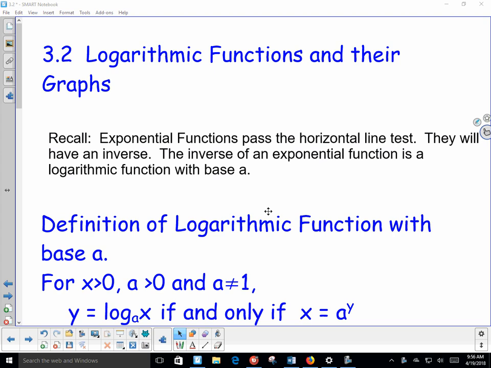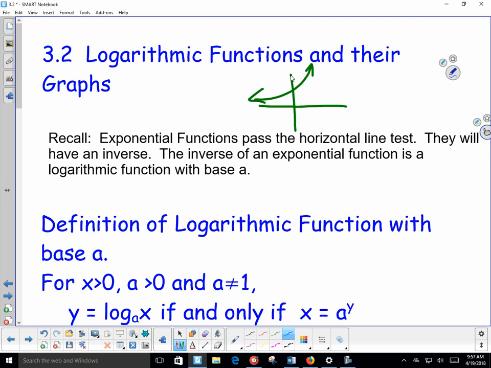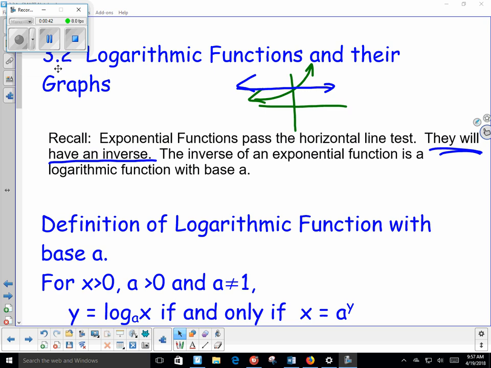Okay, so in section 3.2, we get to learn about logarithms. Remember that exponential functions pass the horizontal line test. You know that the exponential function might look something like this, and it passes the horizontal line test, which means that exponential functions will have an inverse. And the inverse of an exponential function is a logarithmic function with whatever the base is.